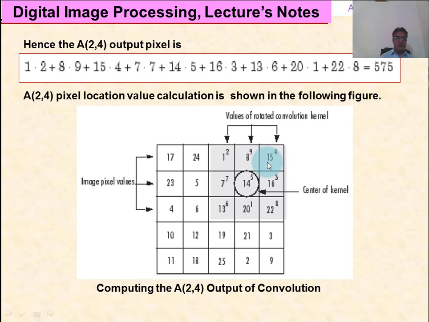This 14 will be replaced with this value, but we will scale this value down to between 0 and 255 by using another method. This was the convolution, in which we rotated the correlation kernel by 180 degrees, but when we perform the correlation operation, the original correlation kernel will work straightforward, and we will not rotate that kernel.